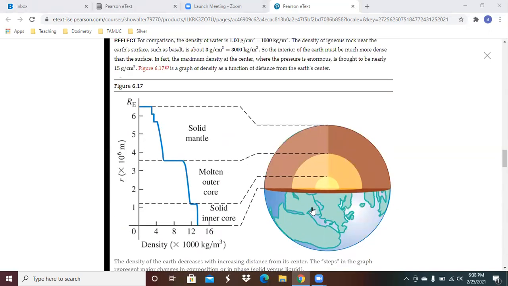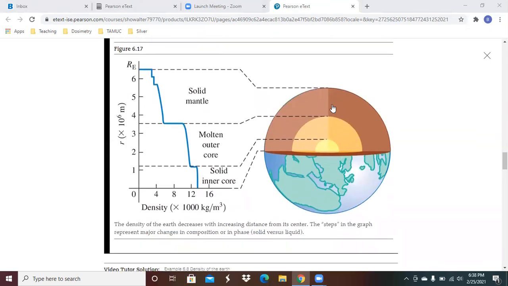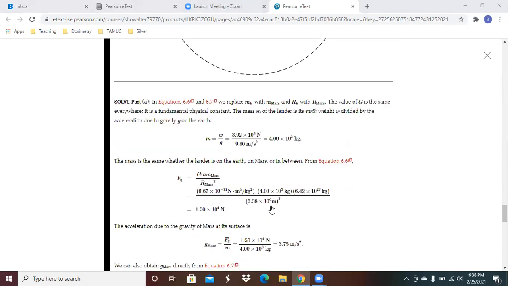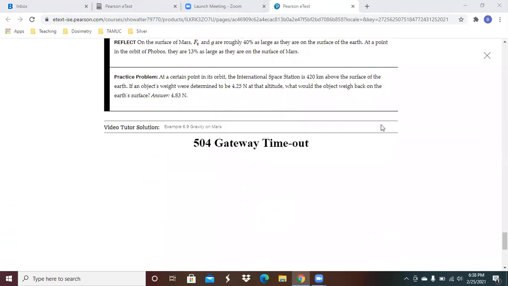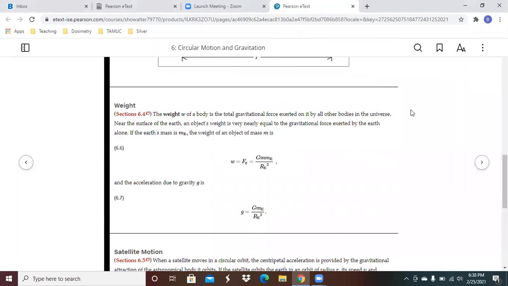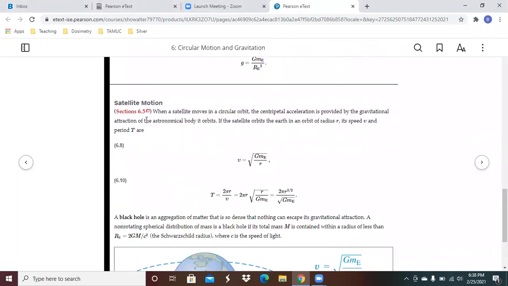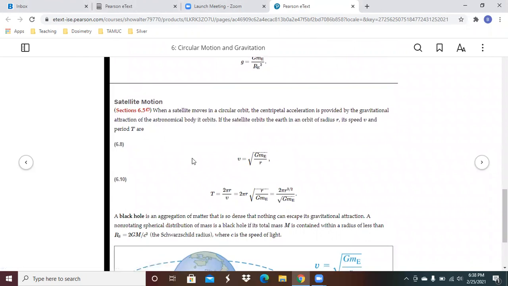You go through and you look exactly at what the Earth consists of. You've got solid mantle here, you've got a molten outer core, you've got a soft inner core, and then you've got everything lying on top. Okay, so you've got a few more problems there to work through. And then finally, we're going to look at satellite motion.